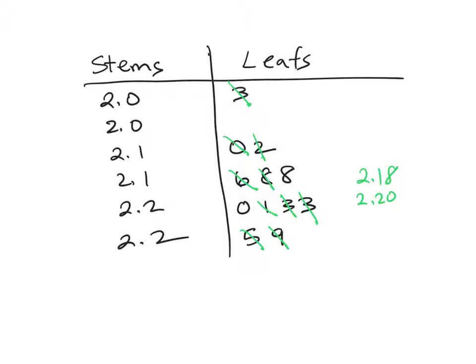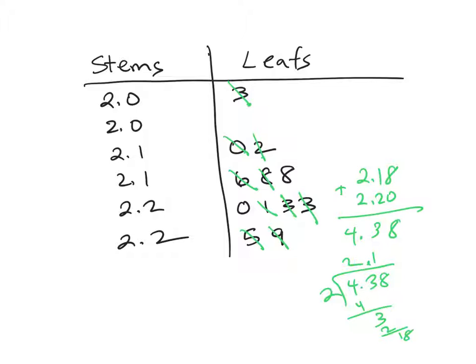So to find the middle of these two, or the median, I'm going to add these two together. So I'm going to get 4.38. And then I'm just simply going to take 4.38 and divide it by 2 to get my median. So if I divide that by 2, then I have 2.19 is my median of my data. So that's my center of my data.